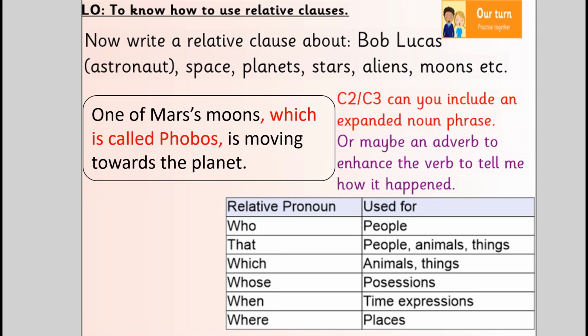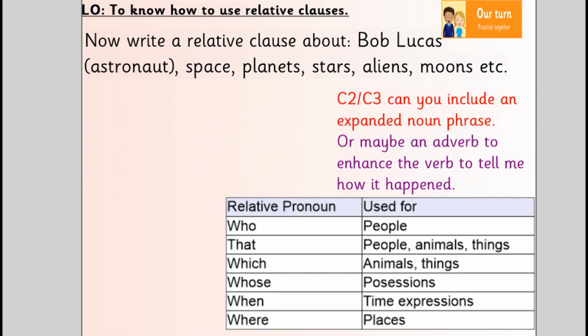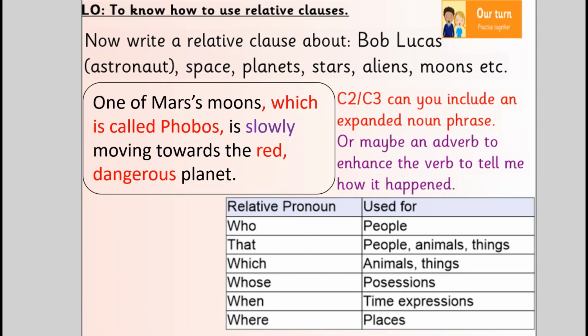So now I'm going to think of an ly ending word, which is an adverb, to add to my sentence, as well as an expanded noun phrase. And I'm probably going to add my expanded noun phrase before the noun planet. So this is my new sentence. One of Mars's moons, which is called Phobos, is slowly moving towards the red, dangerous planet. So there I've got my relative pronoun, which is which, with my relative clause. Slowly, my adverb describing how it is moving, and I've got red and dangerous as my 2 adjectives.